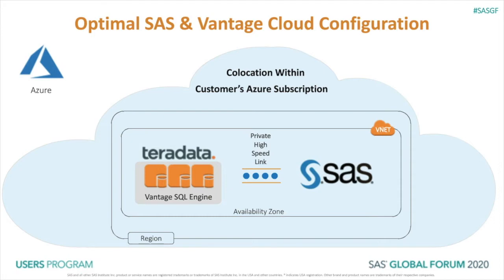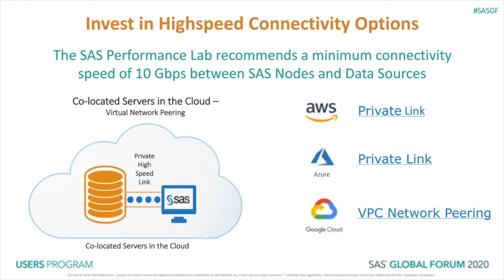Okay, so now that you know where everything is going to be located, it's important to understand that the default networking speeds in the cloud are probably not the same as what you're used to having in your on-premises data center. And the SAS Performance Lab recommends a minimum connectivity speed of 10 gigabits per second between each of your SAS nodes and also between your SAS nodes and your data sources. In order to get something like that, you are likely going to have to invest in some high-speed connectivity options.